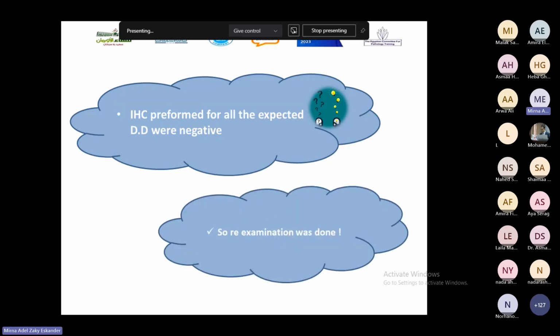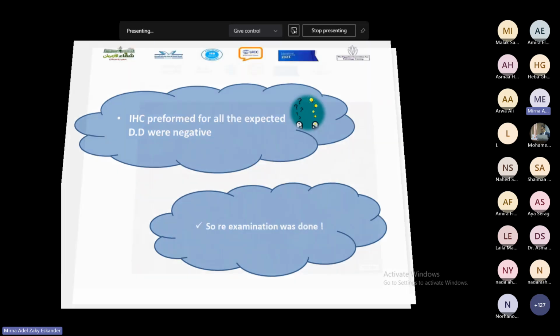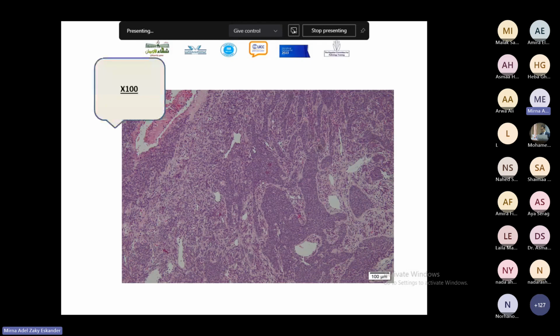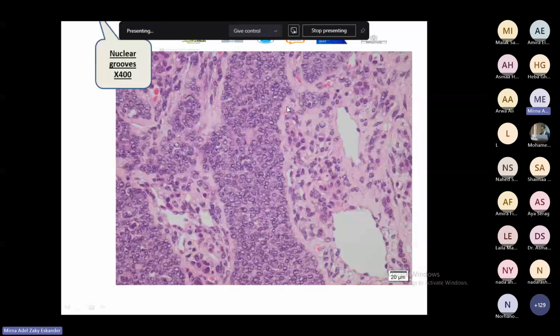So re-examination was done, and we looked over the H&E slides again. On the power 100, we can see here the tumor cells. On going high power, we can see in the tumor cells the nuclear groove, as we can see here.